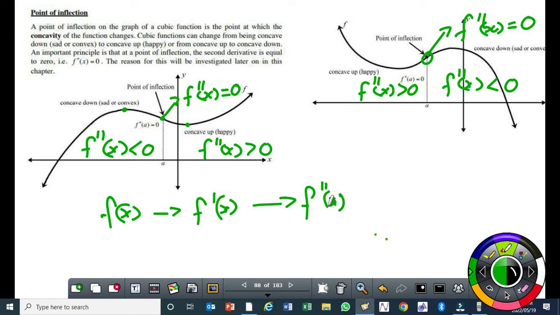Are you following that? Listen. You won't get a question asking you to explain what the f double prime is really for. But we are going to use it to analyze the concavity of a cubic graph. You just have to be aware that the second derivative is the rate of change of the gradient. It is actually the gradient of the gradient.